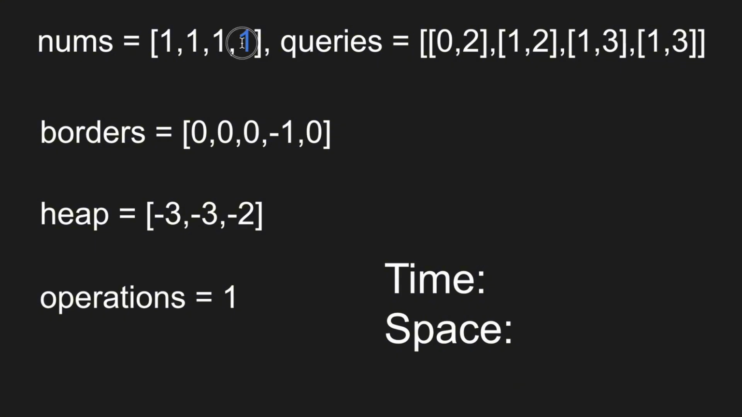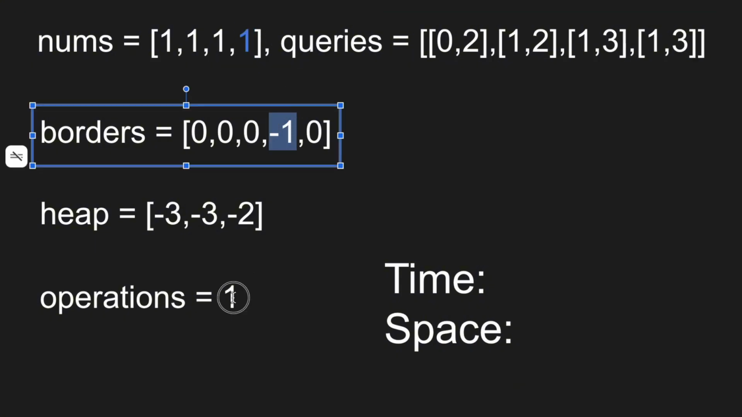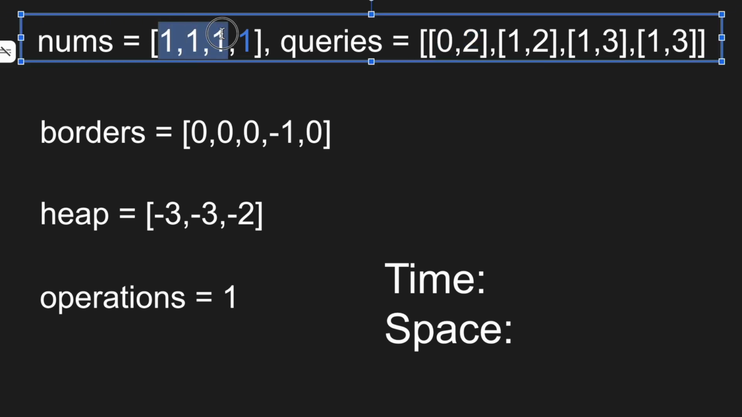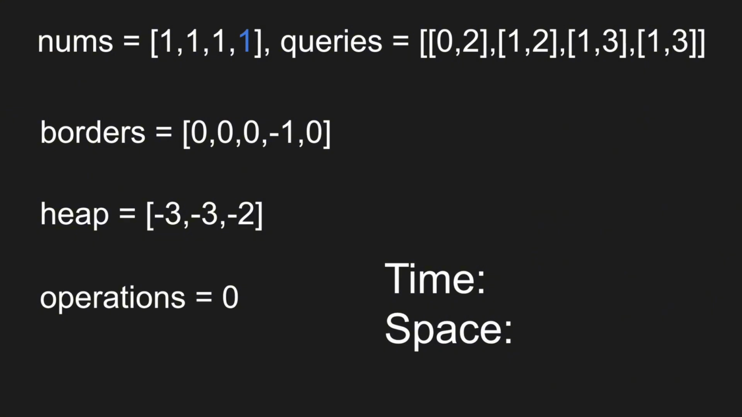But now that we come to this number right here, it's a -1, so we add by that and operations now become 0 again. And as you can see, because this only covers up to here, it's not covering this one. So now that operations is 0, we need to once again pop from the heap and edit the borders. So edit the borders and then we will pop from the heap. And now that we have come to the end of the array, we can return the length of the heap as the result, which is 2.